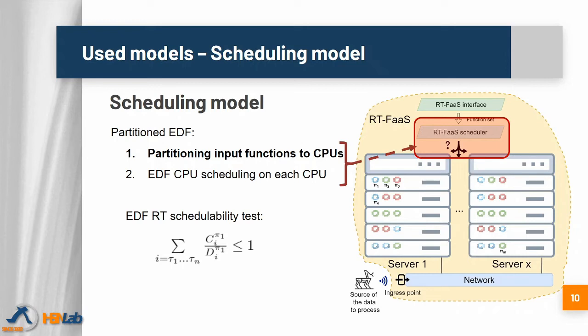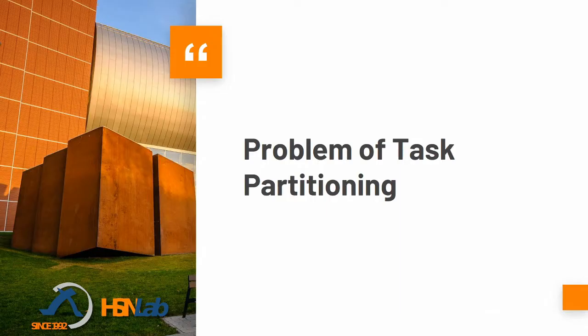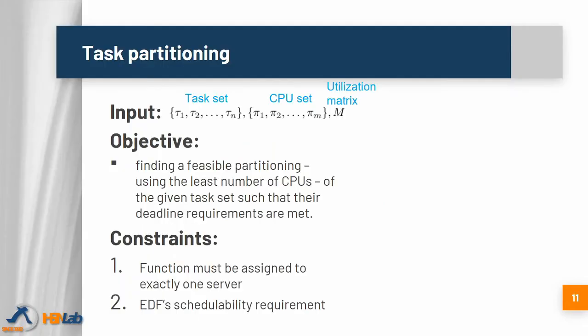Consequently, the question is how to partition the input functions among the available CPUs, and we call this problem the task partitioning problem. Unfortunately, it is a complex problem, and it is proven to be NP-complete. It has a triplet as input parameters: the number of functions, denoted by n; we have m CPUs in the set of processors; and finally the big M is the utilization matrix of the user-requested functions on the processors.